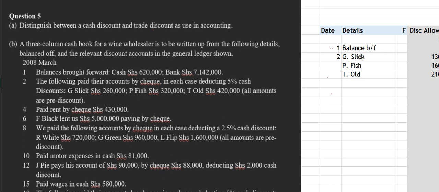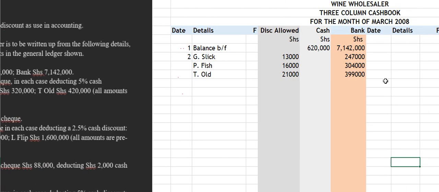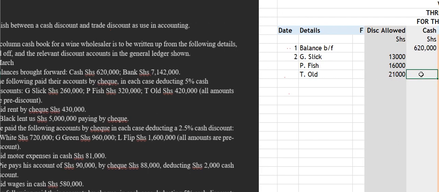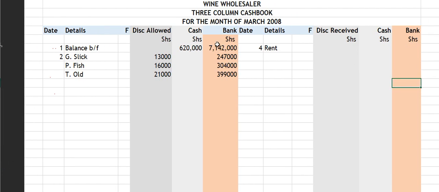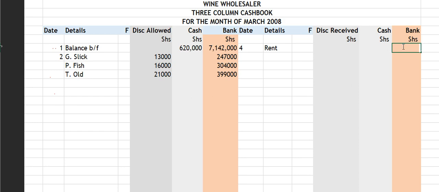Then paid rent by check for 30,000. The business is paying rent by check. So in this case, we have to credit the cash book. That is on 4th. So on 4th, I'll credit the cash book, rent, but they are paying by check, and that is for 30,000 rent.